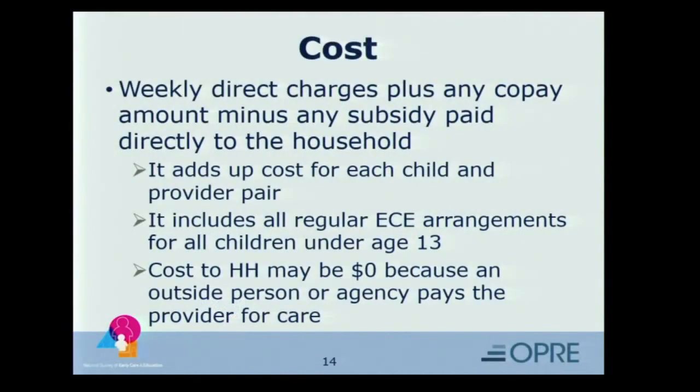The cost data, now we're switching back to the household side. The cost data were the direct out-of-pocket charges. That would include copay amounts. It would be offset by subsidies paid directly to the household. So if there's a reimbursement or if there's cash that is directly coming to the household, what we were trying to capture in the cost information is the net out-of-pocket costs to providers, to parents.